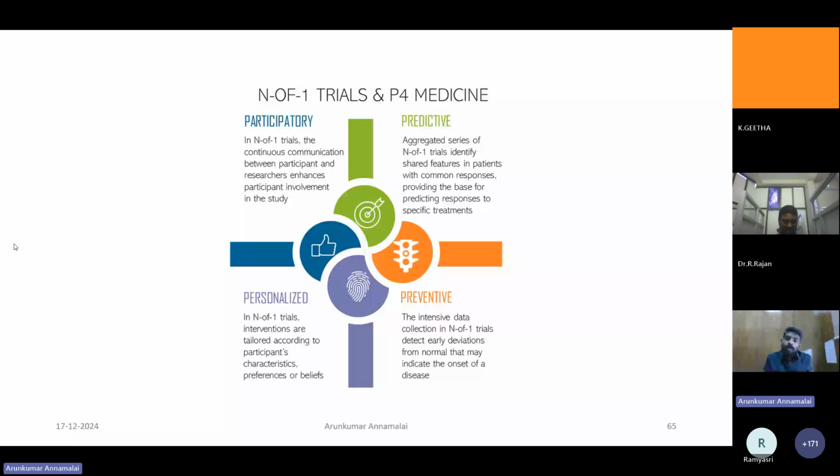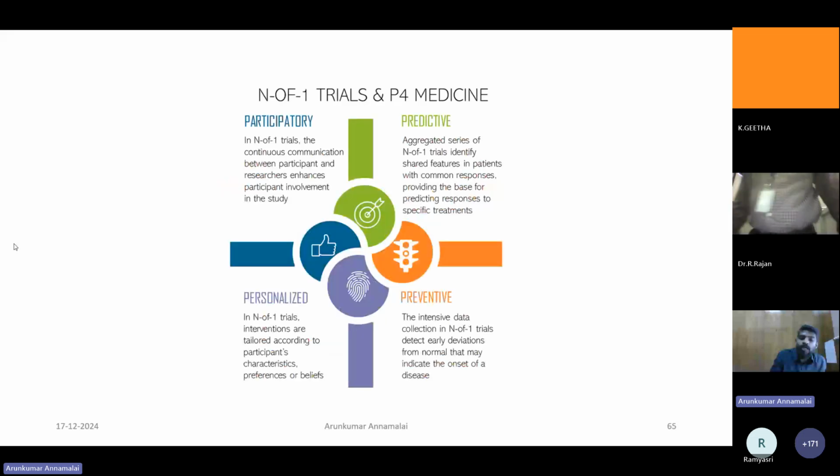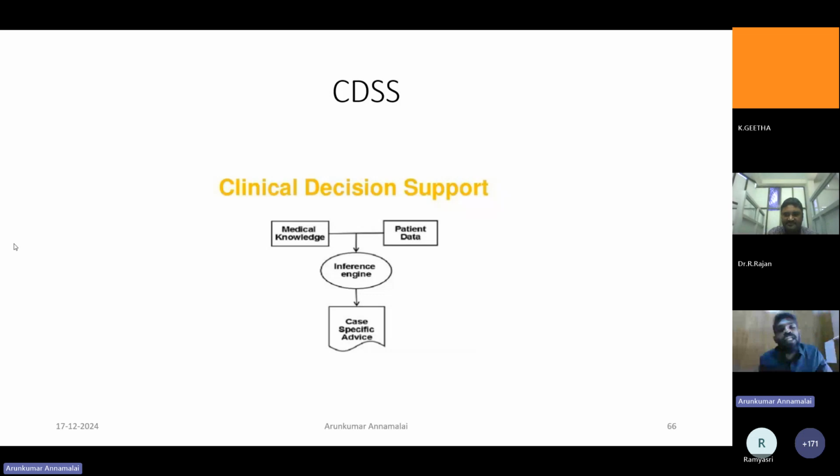So there are people who know CDSS separately. There are people who understand N of 1 separately. There are people who understand digital phenotyping separately. But is there one individual who can understand and work with all these three things? It's very rare, very, very less. And this is one skill that's being preferred by companies that are hiring engineers for AI in healthcare.